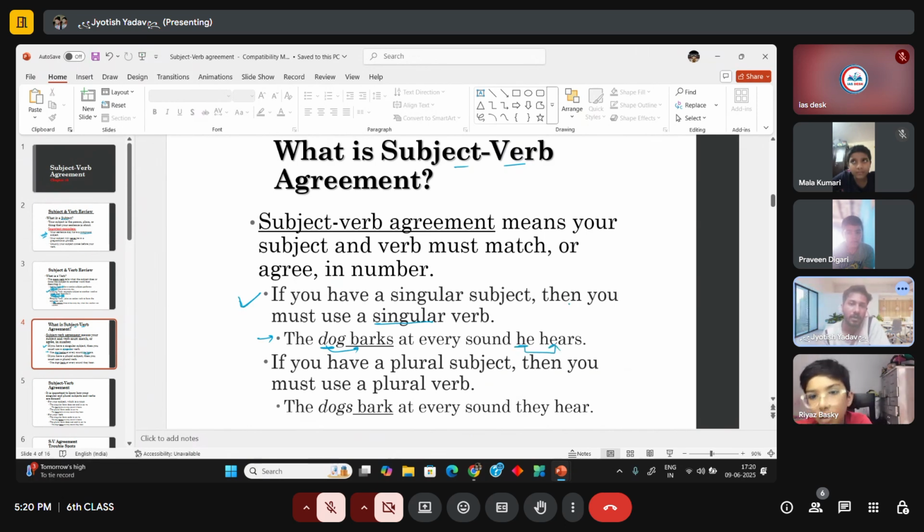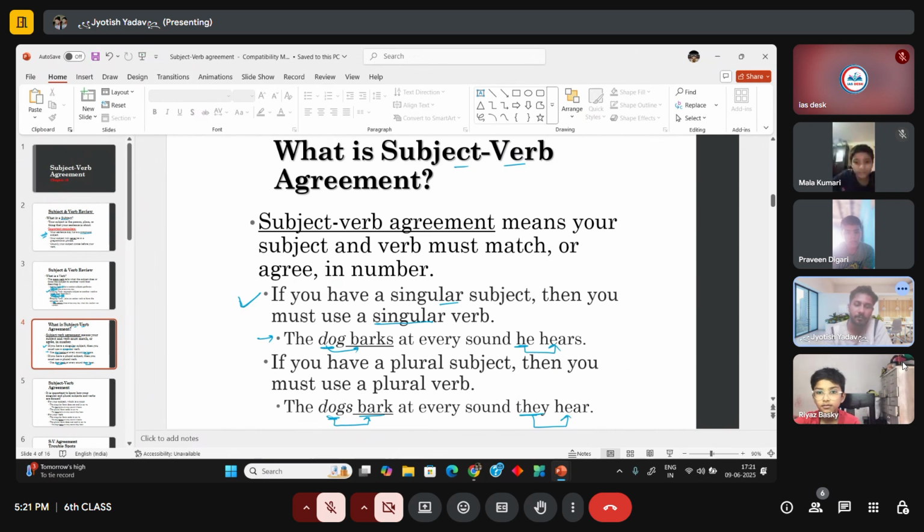Now, if you have a plural subject, plural means more than one, then use the plural verb. It is basically very easy. If you focus on it, singular goes always with a singular verb. In the same way, plural goes always with a plural verb. If you see the plural form here, just like "dogs," we have written only "bark." And "they" is only "bark" here.